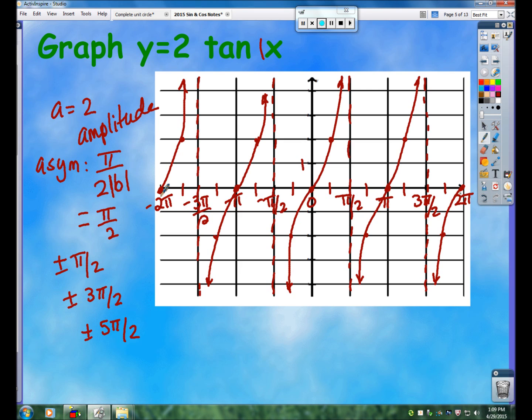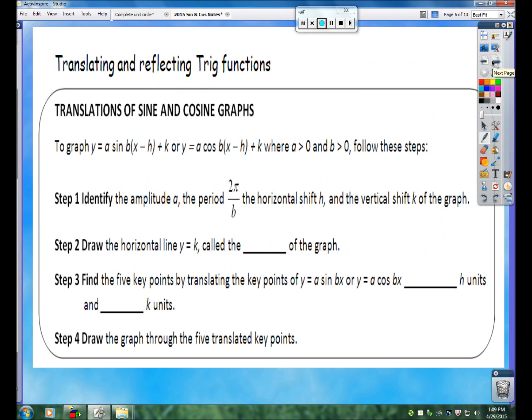All right, so what we're going to do now is look at how our A, B, H, and K change our sine and cosine graphs. Just like it did when we did quadratics or any of the other parent graphs we've done, H moves your graph left and right, and K moves your graph up and down. So step 1, we're going to identify the amplitude A, the period, 2 pi over the absolute value of B, the horizontal shift H, and the vertical shift K of the graph. We're going to draw a horizontal line at y equals k called the baseline of the graph.